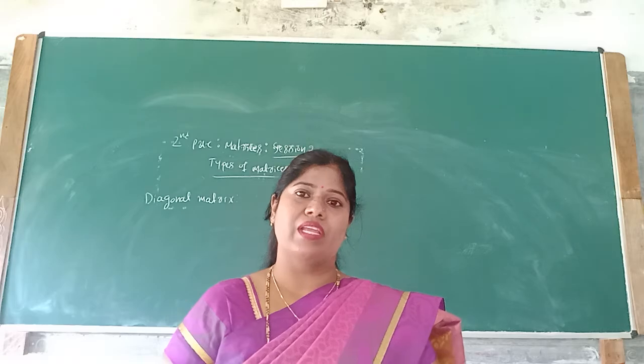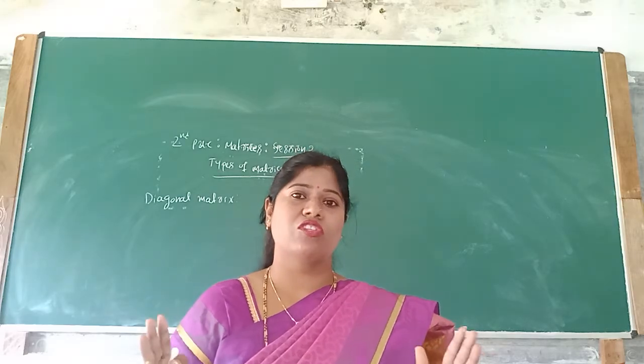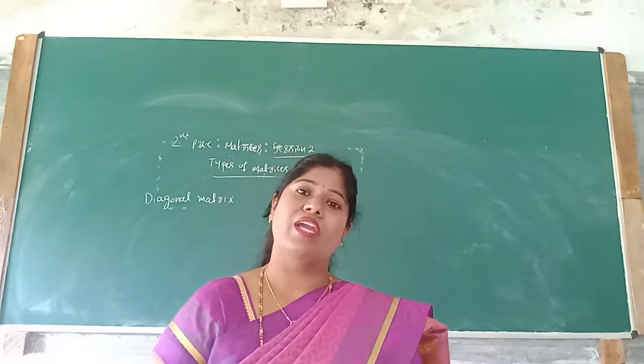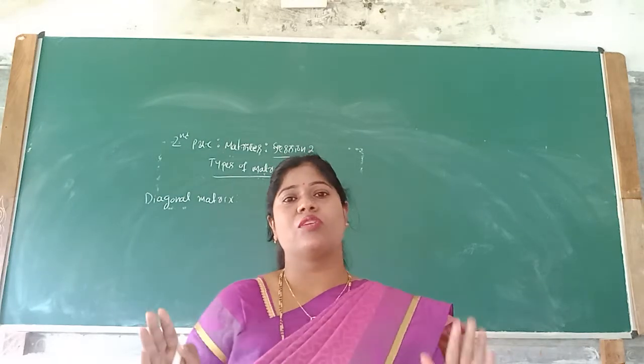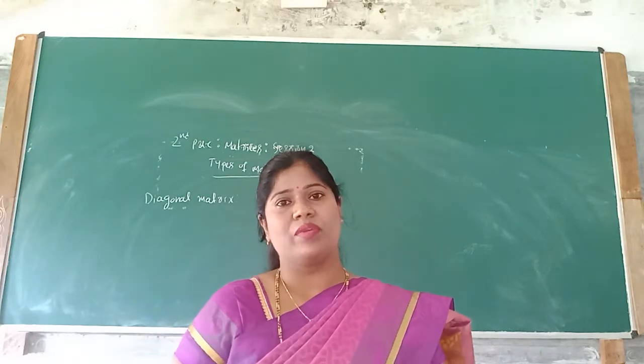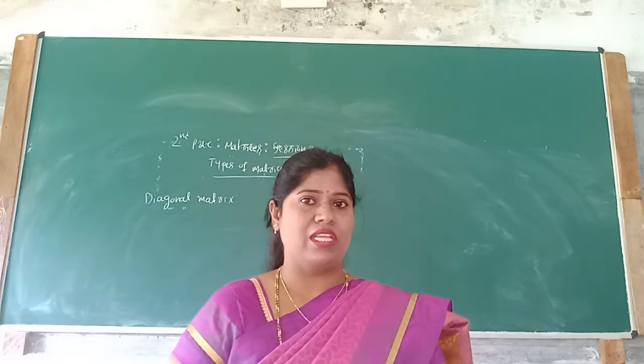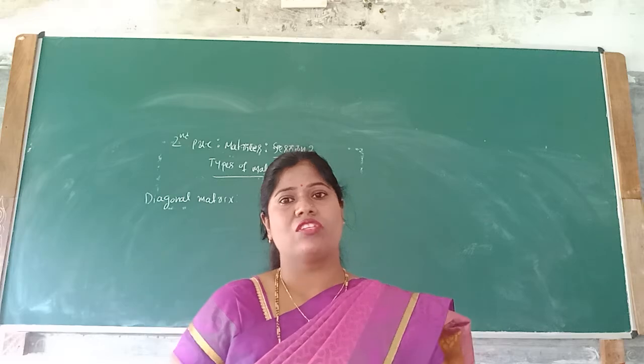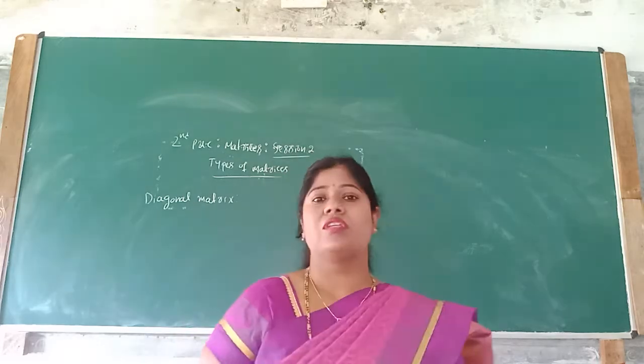Whereas in a square matrix, the number of rows is equal to the number of columns. Then it is called a square matrix. The order should be the same here. It must be either a 2 cross 2 matrix or a 3 cross 3 matrix. The number of rows should be equal to the number of columns.